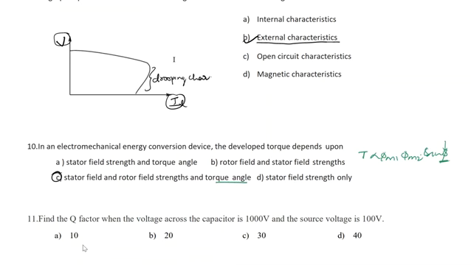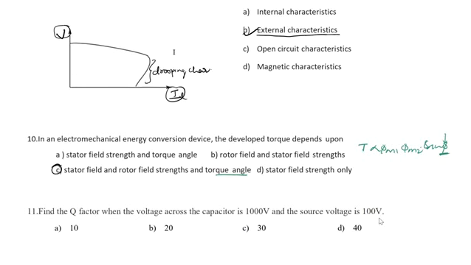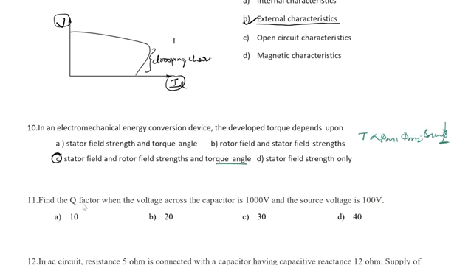Next question. For the quality factor, when the voltage across the capacitor is 1000 volts and the source voltage is 100 volts. Those who saw my digital assistant model paper can easily solve this question. Find the quality factor when the voltage across the capacitor is VC. I already solved this question in my digital assistant model paper. If you want, you can go through that paper also.